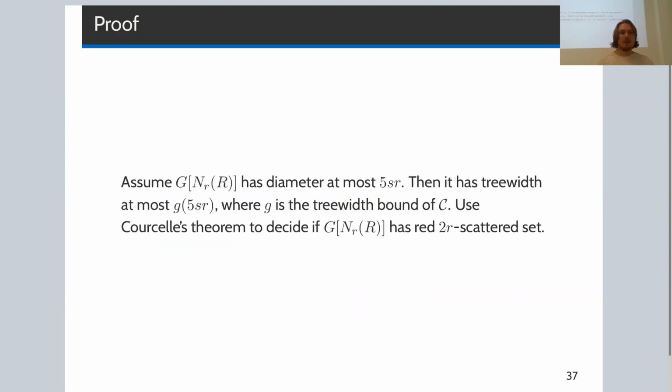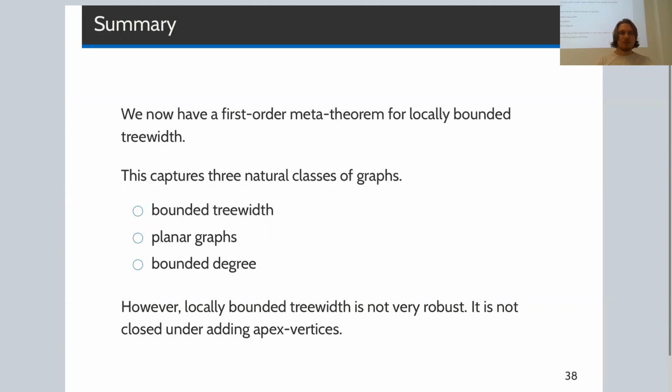On the other hand, if the diameter is bounded by at most 5SR, then we can use Courcelle's theorem again. So we have a graph of bounded diameter, and we want to find a 2R scattered set. This is expressible in first-order logic or MSO logic, and then we can just use Courcelle's theorem to decide whether this graph of bounded tree width contains a 2R scattered set. Because the diameter is bounded, therefore the tree width is bounded, and we can use Courcelle's theorem, and that's all we need to do. And this completes the proof.